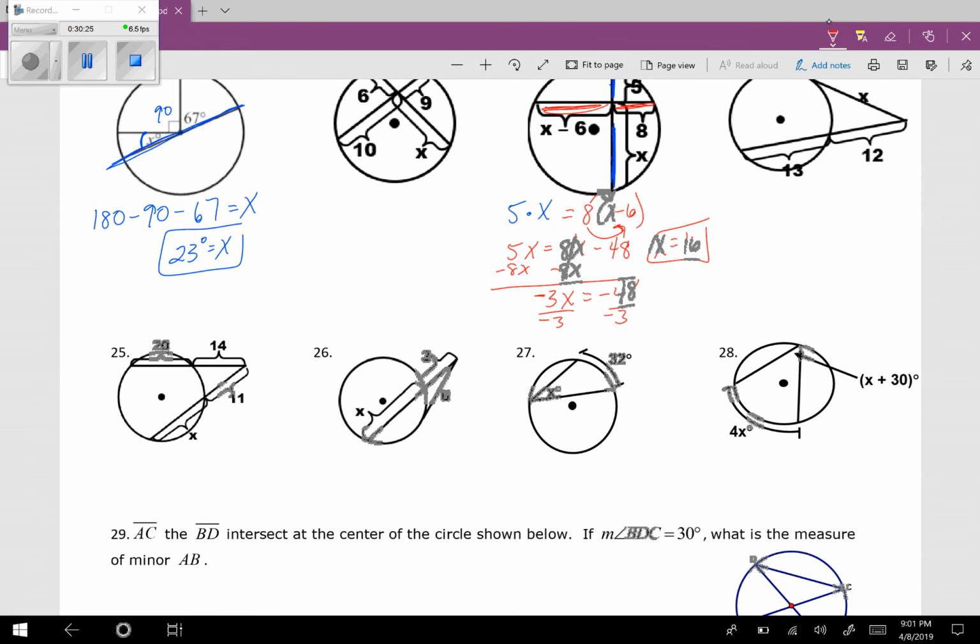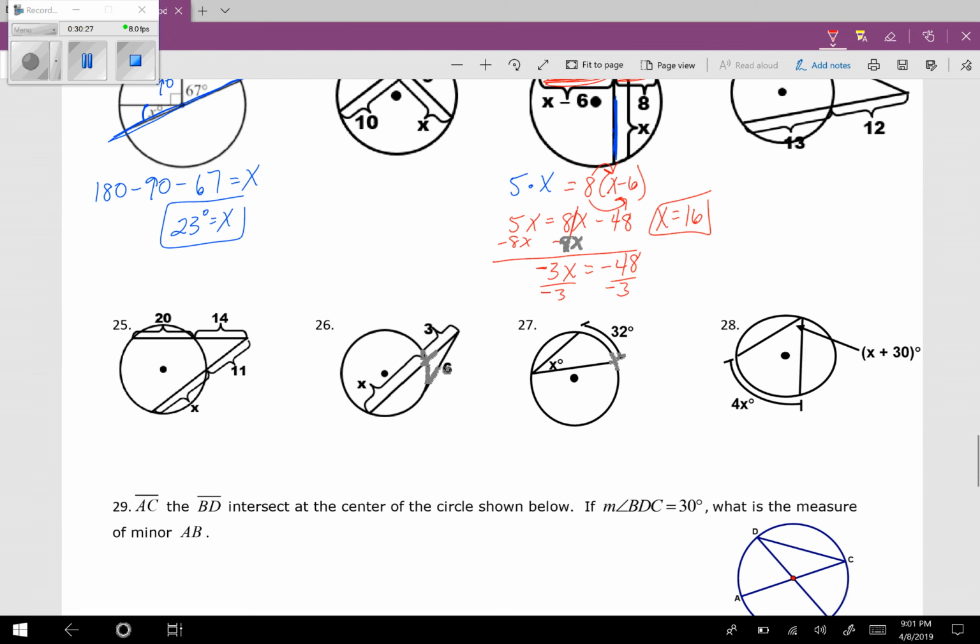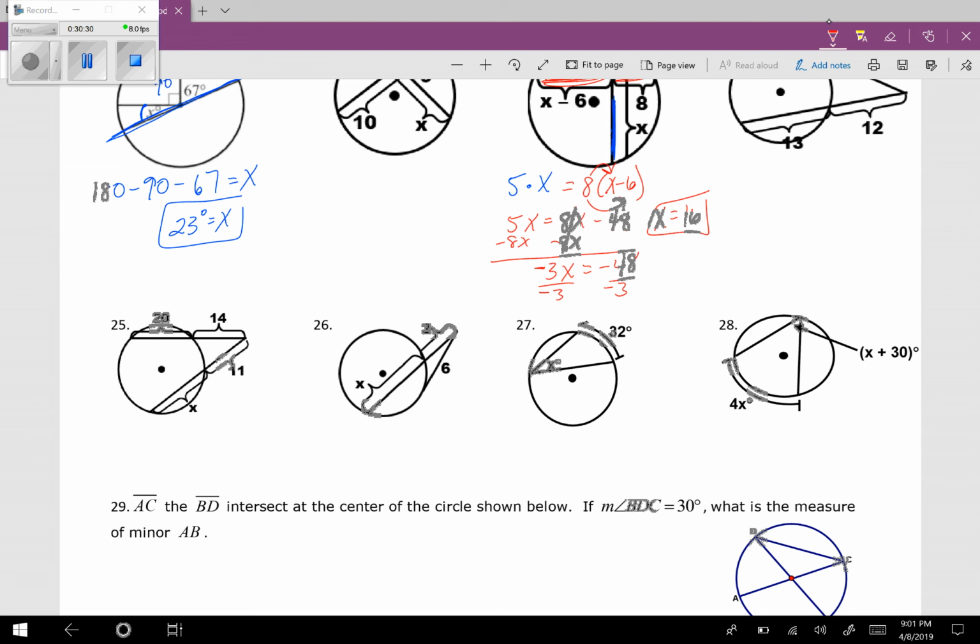All right. This one is secant secant. So remember, it's the whole thing times the outside is equal to the whole thing times the outside. So this one, the whole thing, 20 plus 14, that's 34. On this one, the whole thing, it's 11 plus x. So we have the whole thing here, 34, times the outside, which is 14, is going to be equal to the whole thing, 11 plus x, times the outside part, which is just 11. So I'm going to put that in front of the parentheses.